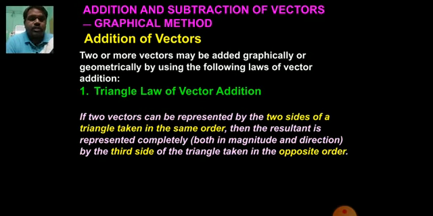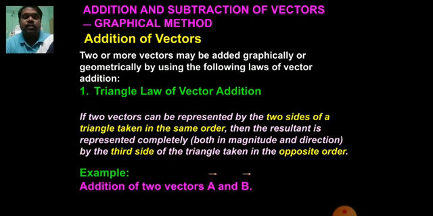Then the resultant is represented completely both in magnitude and direction by the third side of the triangle taken in the opposite order. See, there are three sides of a triangle. If two sides are taken in the same order, then the third side which is taken in opposite order gives the direction as well as magnitude of the sum of both the vectors. Let us see the diagram.